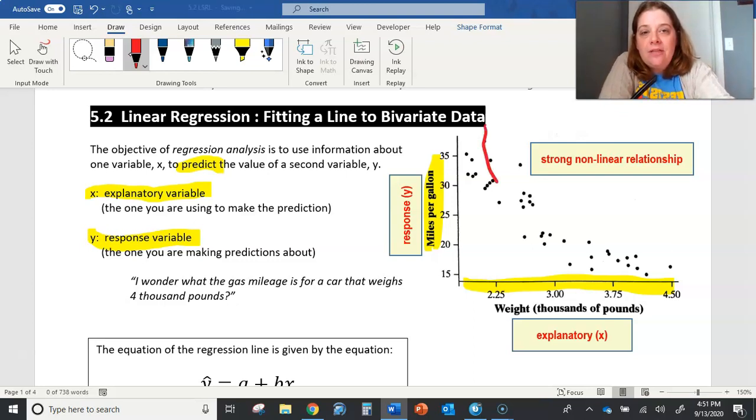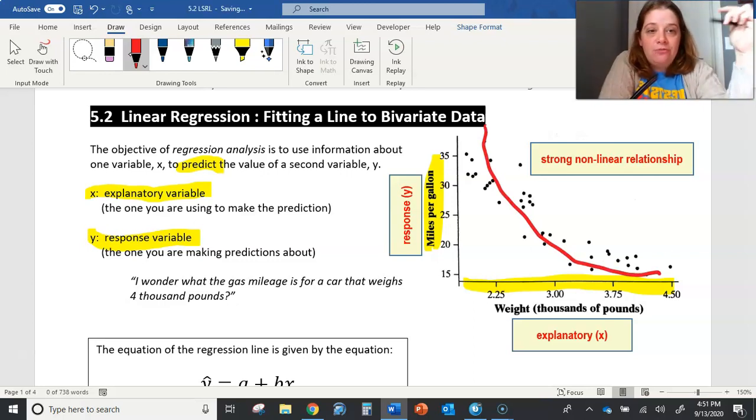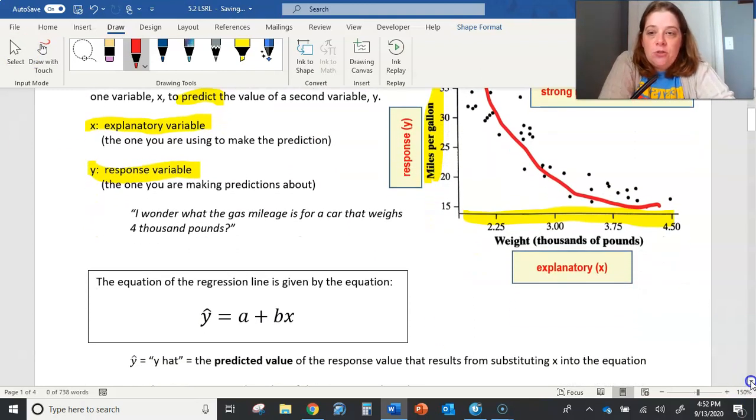Sometimes you don't have a linear pattern. Like this is a very strong curve right here. This looks like an exponential, and so this would be a strong nonlinear relationship. But what if it was linear? What could we do? Dealing with this gives us the least squares regression line.